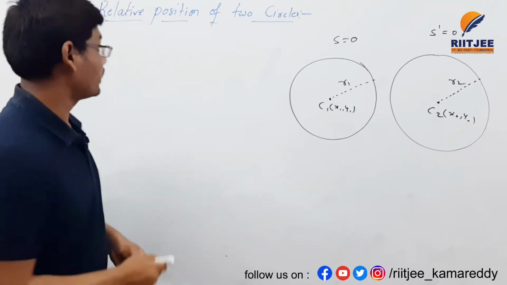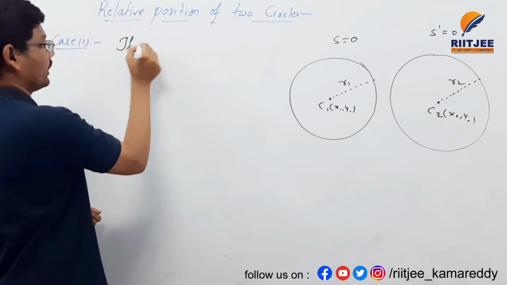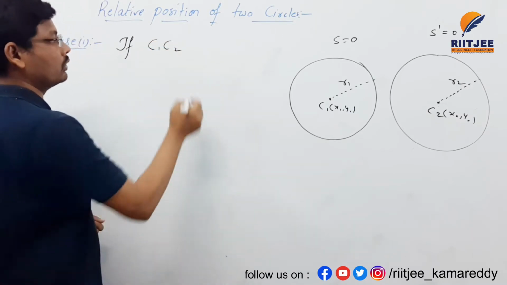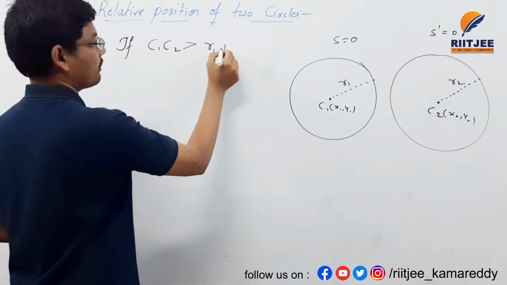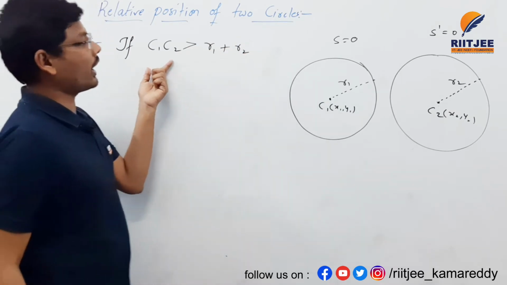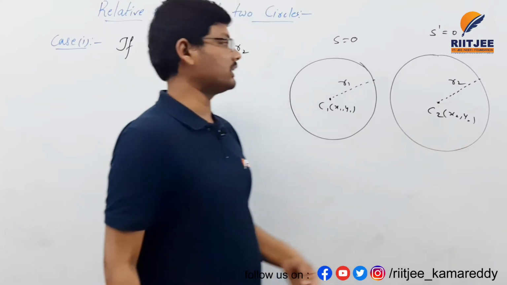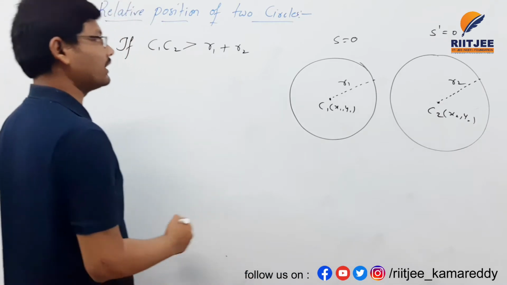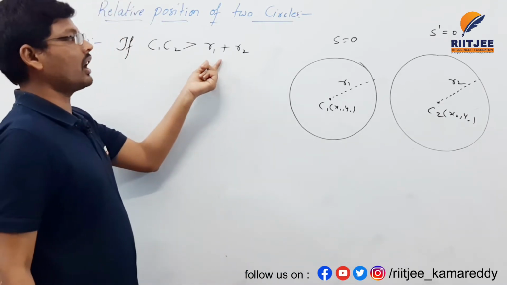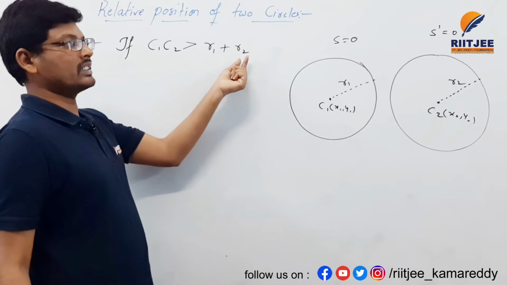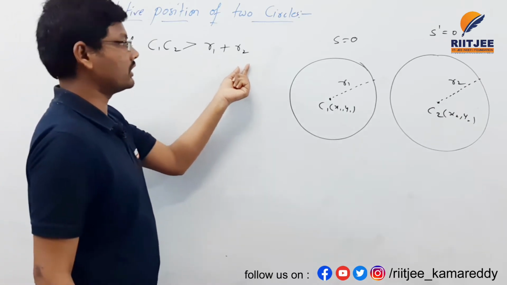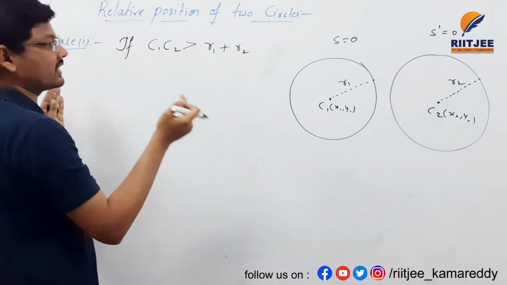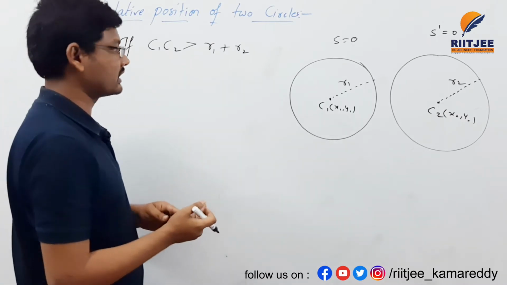If the condition C1 C2 is greater than R1 plus R2, C1 C2 are 2 points here, center points, and the distance between two centers is called C1 C2, and R1 is radius of circle S and R2 is radius of circle S dash is equal 0 here. And if the distance of two centers is greater than the sum of two radius, then what will be the diagram here?